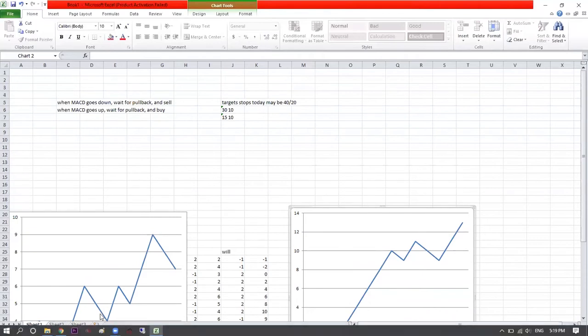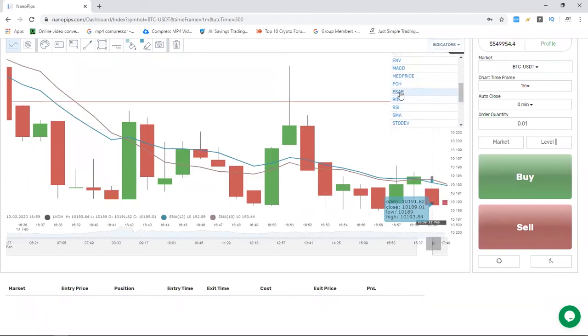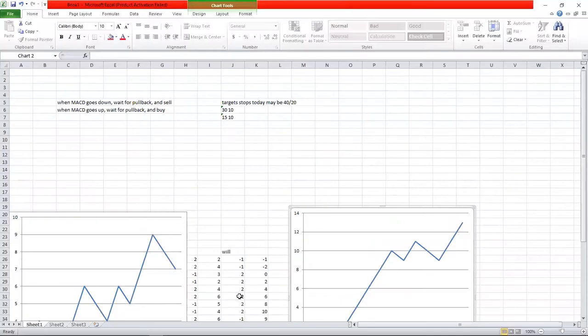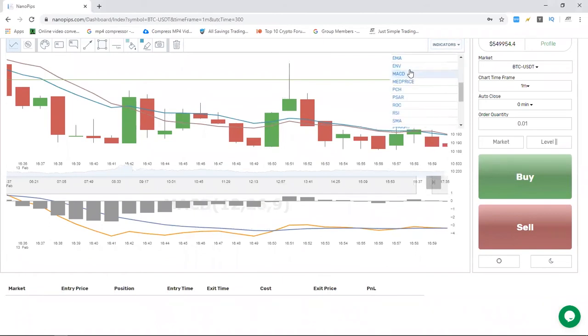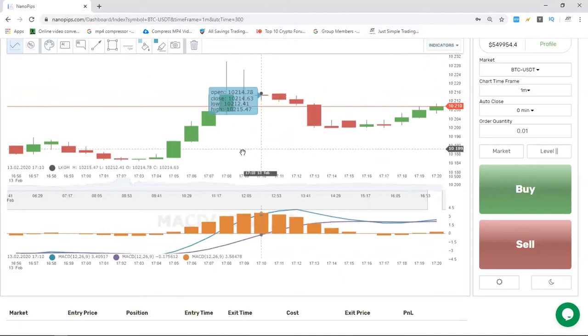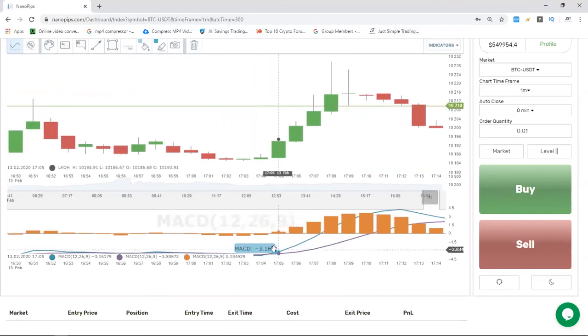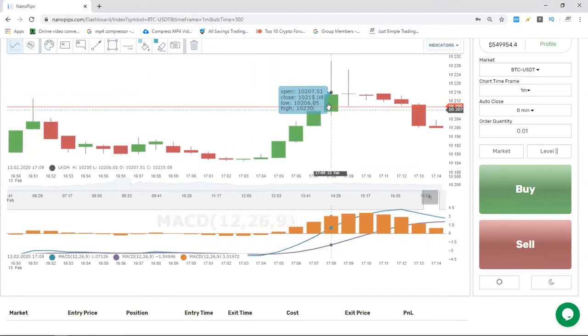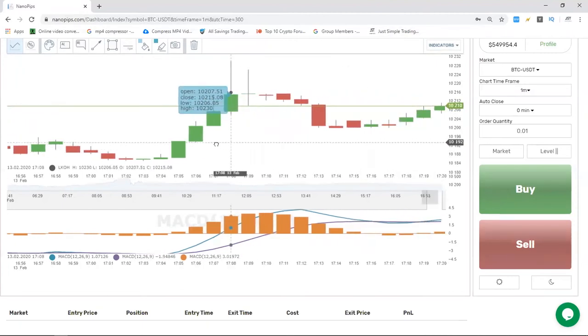One strategy example that we were testing was the MACD. So let's put the MACD on the chart, and you write down your variables. We wrote down when MACD goes down, wait for the pullback of the candle and sell. That means that once the MACD line breaks above its curve, like this right here, then we will be waiting for a pullback and selling. As you can see here, there was no pullback. So that's a canceled signal.